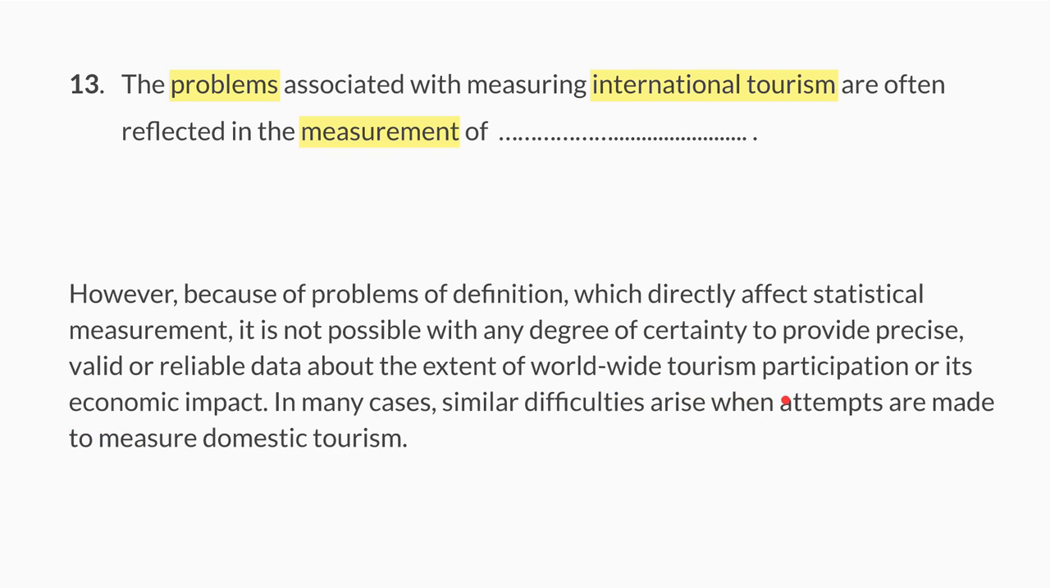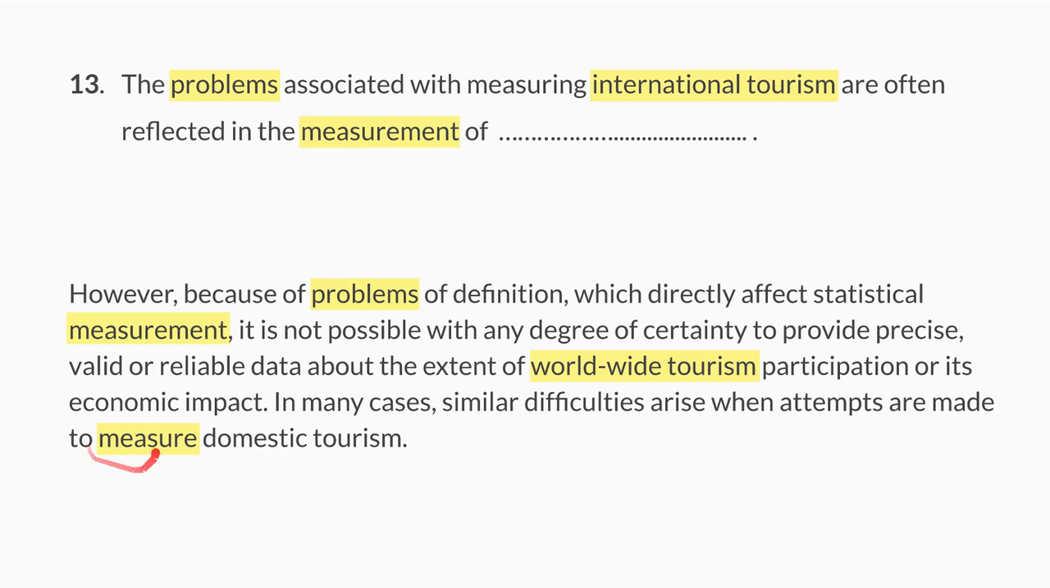And yeah, there it is, right here. Worldwide tourism. That is a synonym for international tourism. Worldwide is a synonym for international. So awesome. Now that we have located our keywords, the next thing to do is look for the surrounding words. In this case, the surrounding words are measurement of something.